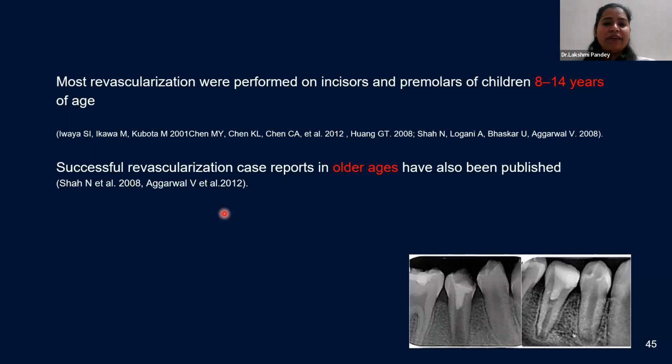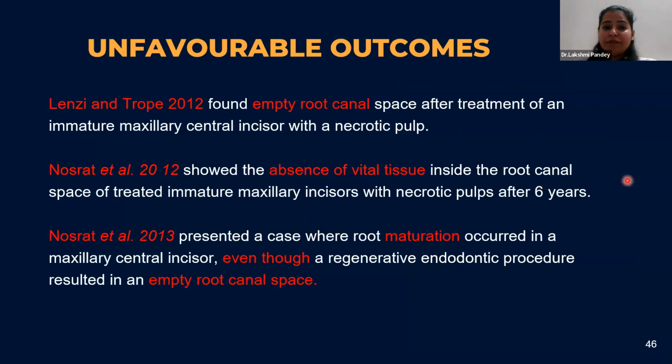Why? Because we are already externally providing the scaffold or the stem cells. So if you provide a stem cell scaffold and all the three triads are present externally, the chances of regeneration were there in such cases. So as Shah et al. 2008 mentioned, there was a successful revascularization case report in older ages. Then comes your unfavorable outcomes.